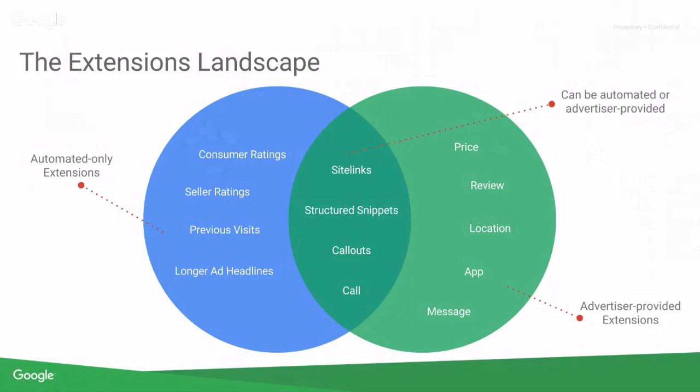For example, let's say you're trying to drive in-store visits. You would want to make sure that your location extensions are enabled as well. So you could have a combination of sitelinks, structured snippets, and callouts, which provide a lot of information, and then that location extension shows them where you're located physically to really drive that conversion of in-store visits. It's a great combination.